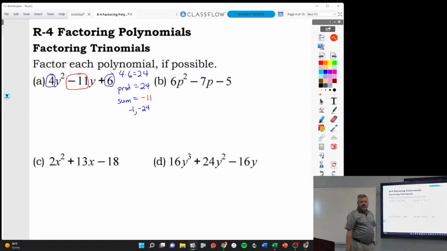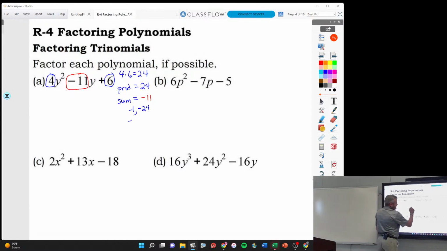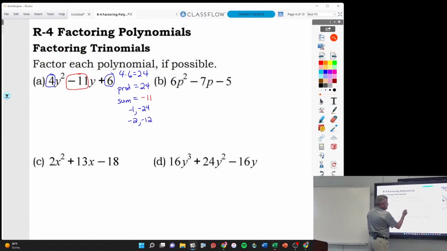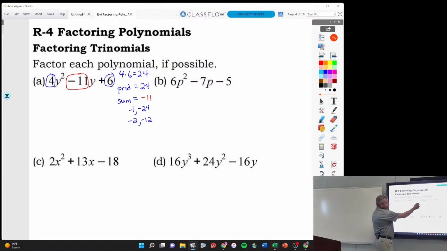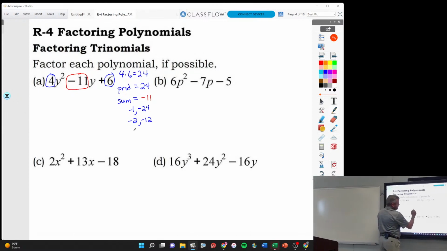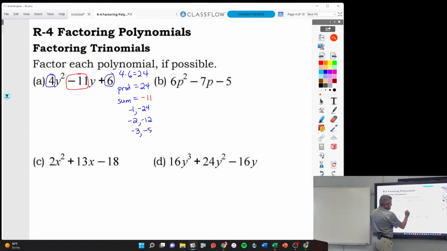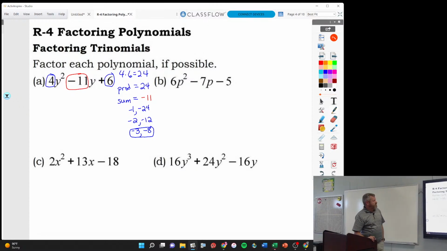Multiply it together, I get 24, but when I add those together, I get negative 25, so I don't want that. How about negative 2 and negative 12? Well, negative 2 times negative 12 is also 24, but negative 2 plus negative 12 is negative 14. I want negative 11. How about negative 3 times negative 8? Negative 3 times negative 8 is positive 24. Negative 3 added to negative 8 is negative 11. So folks, this negative 3 and negative 8 is the combination of numbers that I need to rewrite this problem.